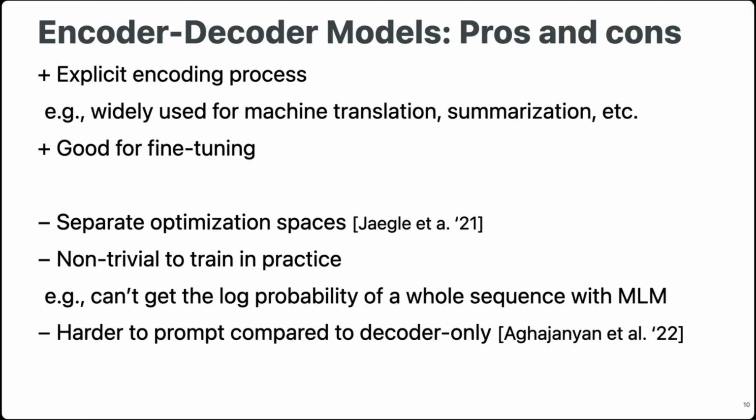Because the objective is binary, and also this was one of the observations from the CM3 paper. They said that it's empirically harder to prompt in practice compared to the decoder-only model, which we will talk about later. And actually, in practice, I also experienced that encoder-decoder models with those cross-attention blocks in between are harder to prompt.